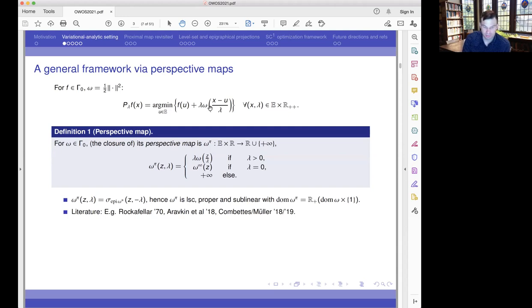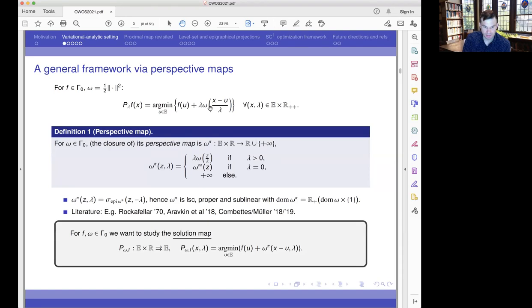Perspective maps, as I said, occur as early as Rockafellar, possibly earlier. I didn't do the whole archaeology here, but they have been used quite recently in papers by Arag√≥n Artacho and co-authors and Patrick Combettes and Müller in 2018 and 2019. And as I said, what we want to study now is really the solution map, which I'm going to call P sub omega F.